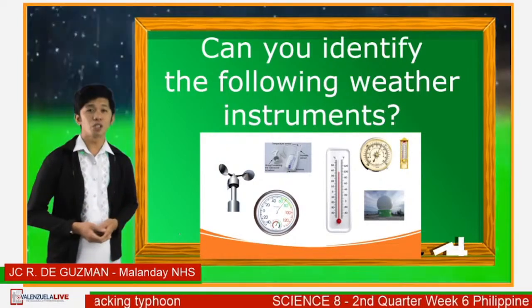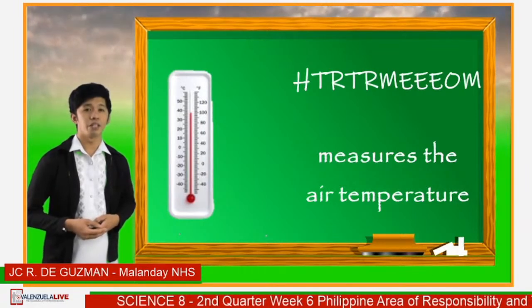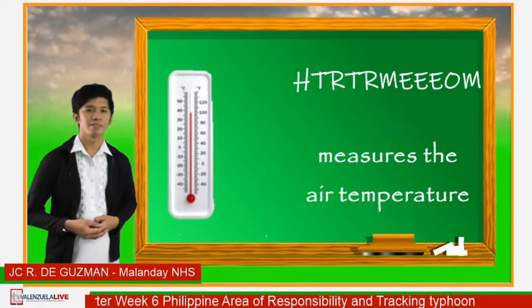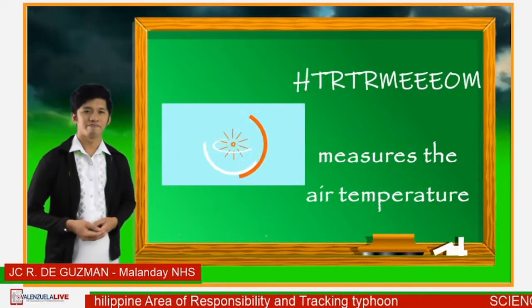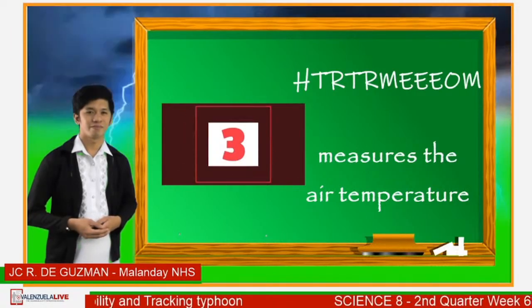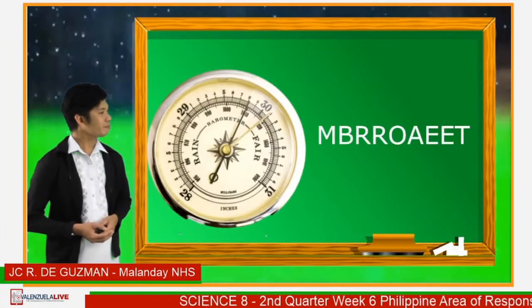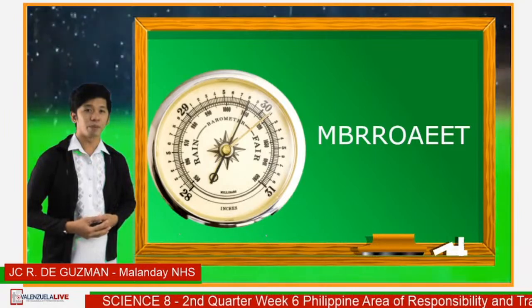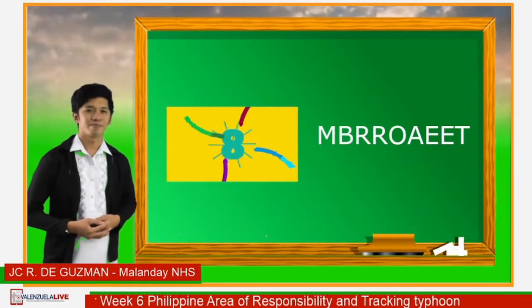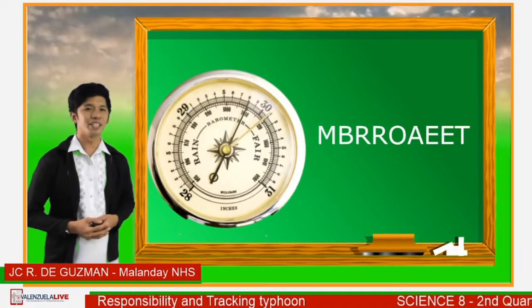Great! First one, this instrument measures the air temperature, and if PAGASA detects 26.5 degrees Celsius or higher temperature, then there is a possibility for a tropical depression to start. Timer starts now. Time's up. The correct answer is thermometer. Second feature. It measures the atmospheric pressure for a possible tropical cyclone. Your time starts now. Time's up. The correct answer is barometer.